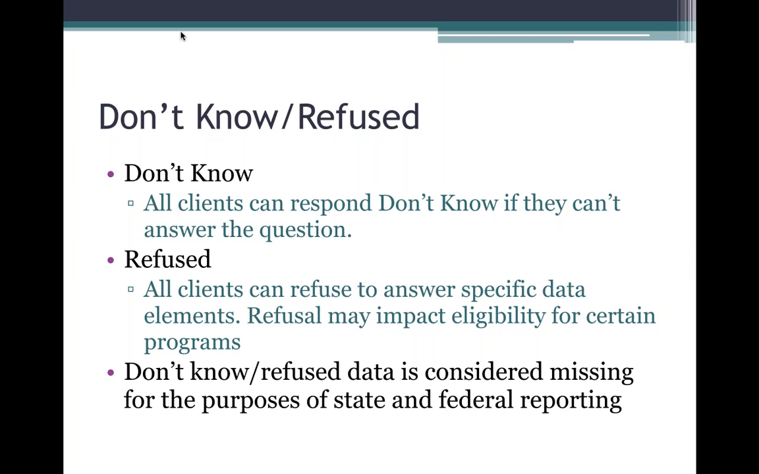One is that don't know or refuse data is considered missing for the purposes of state and federal reporting. That means if you mark client doesn't know or client refused, that data still counts as missing data, which is important. It's a client's right, but that data is still not available. And so when we're looking at the overall percentage of available data, it's still going to count in there.